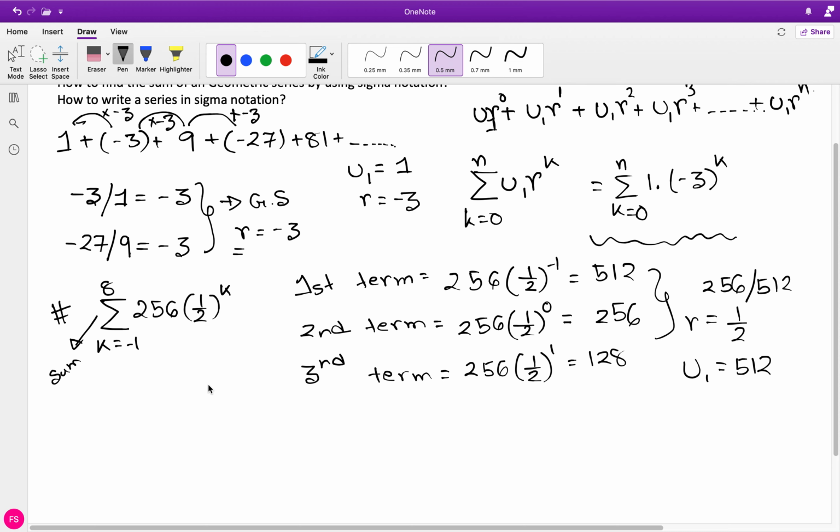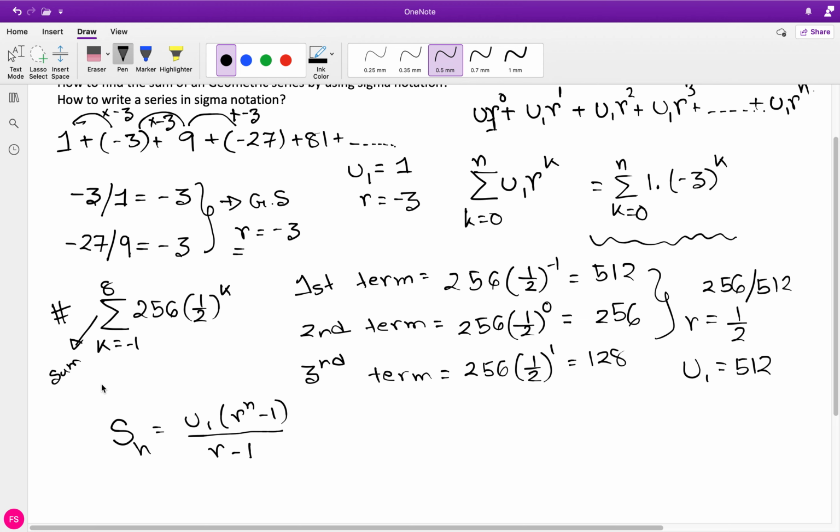This means you have to find the sum of the series. Since this is a geometric series, we already know how to find the sum of a geometric series. S of n equals u1 times (r to the power of n minus 1) over (r minus 1). I know the first term and the common ratio, but I don't know the number of terms yet. That means if you want to use the formula for the sum of a geometric series, you need to figure out the number of terms for this series.